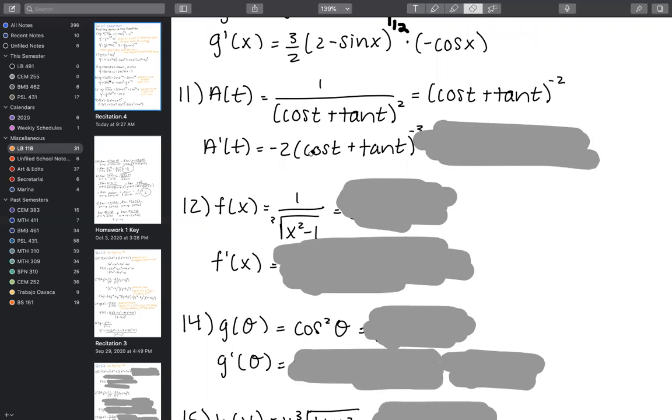And then we'll take the derivative of what's on the inside, and we will get negative sine t plus secant squared t, which I'll remind you guys, these are just the ones that I mentioned that you should start to memorize. So derivative of cosine is negative sine, derivative of tangent is secant squared. Keep that in mind, and also keep in mind that you can see any sort of variable in these trig problems.